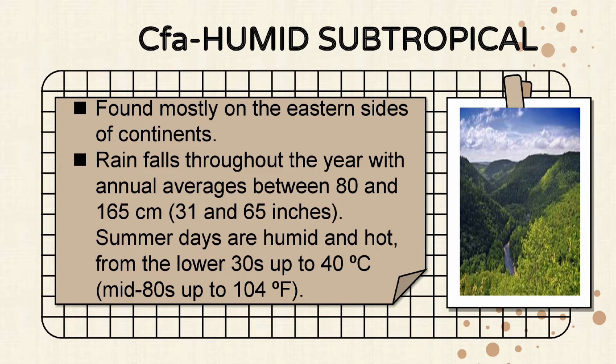So the next one is humid subtropical. These are found mostly on the eastern side of continents. Rain falls throughout the year with an annual average between 80 and 165 centimeters or 35 and 65 inches. Summer days are humid and hot, from the lower 30s up to 40 degrees Celsius.